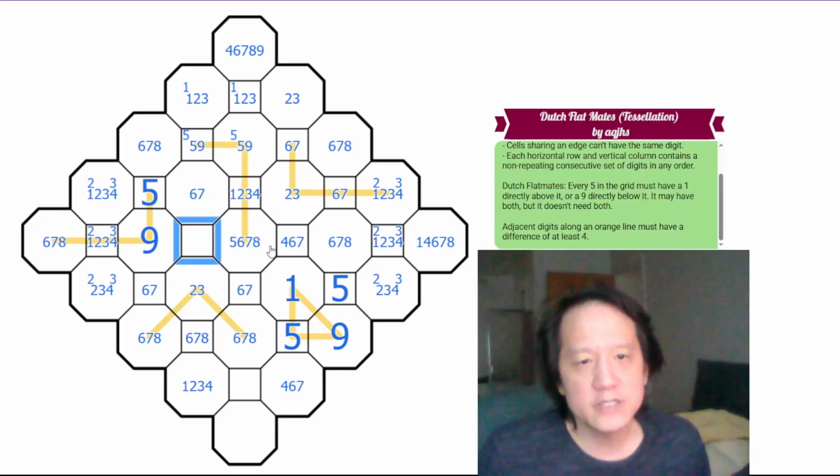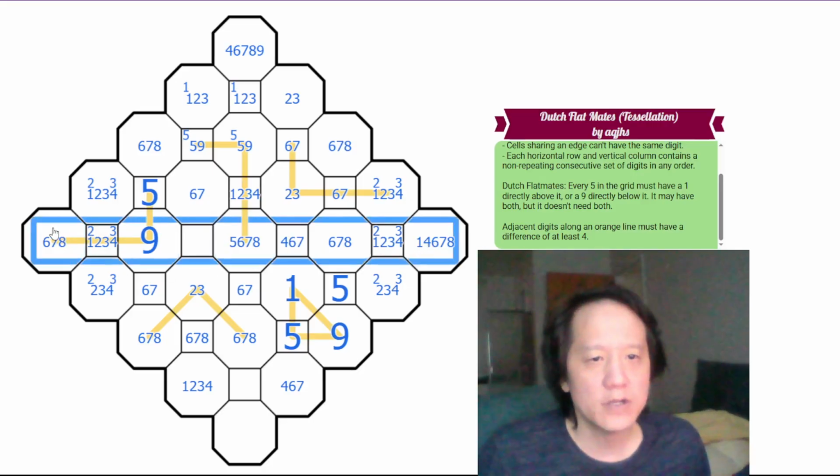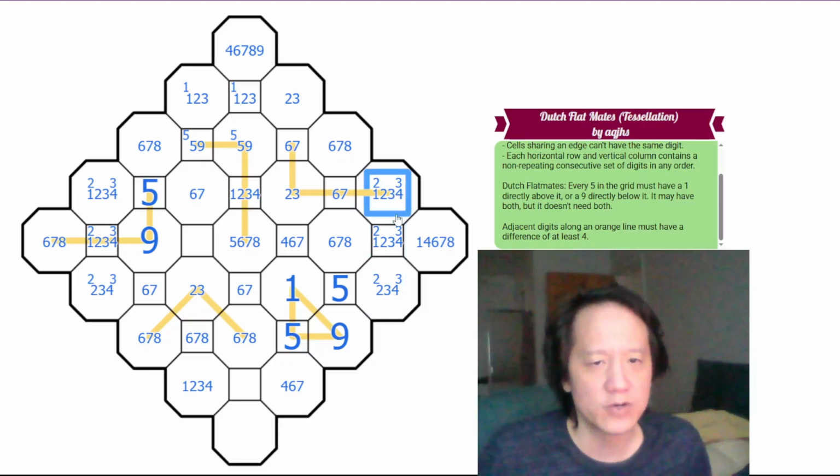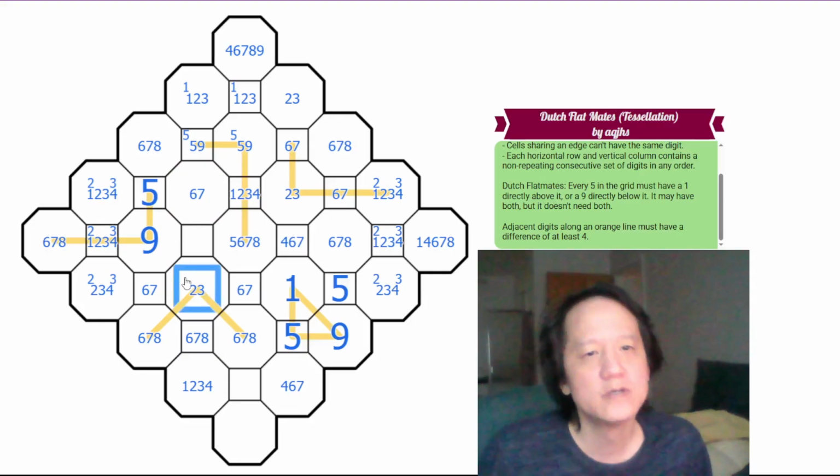We are guaranteed 5 somewhere in row 5 because it's the digits 1 through 9. Cannot be here because of no 1 above it, no 9 below it. Cannot be here because it can't have a 1 above it or 9 below it. Can't be here because 5 in the column. Can't be here because 5 in the column.